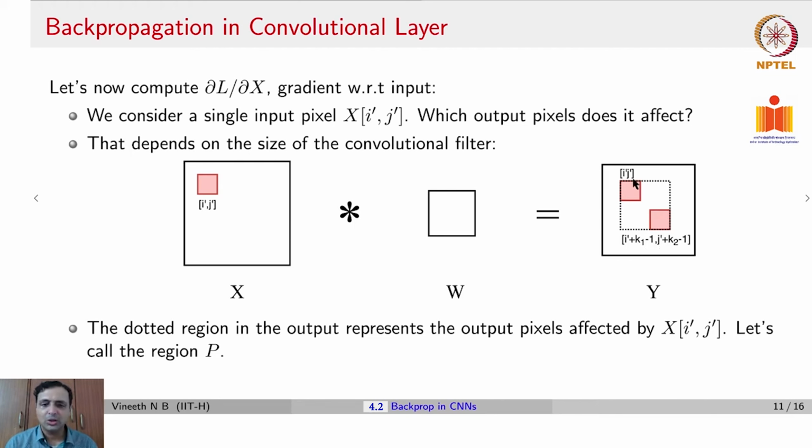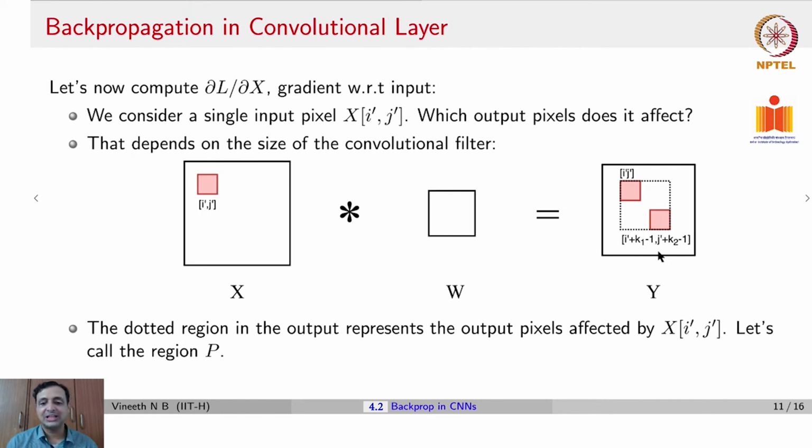Why is it like this? Why is it not centered at (i', j')? Because that's the way we define convolution in this context for simplicity. If we had defined convolution as going from -K1/2 to +K1/2, it would have been centered. But because this is the way we define convolution, the indices went from 0 to K1 - 1 and 0 to K2 - 1. You would now have these pixels here represented by this dotted square, which are the pixels that would be affected by (i', j').